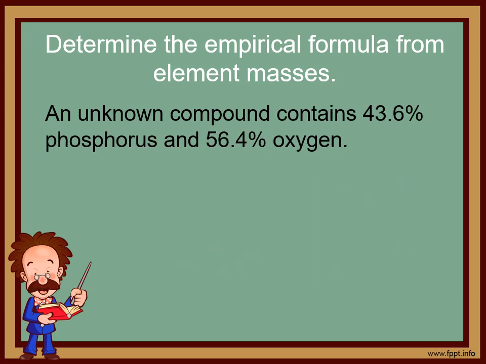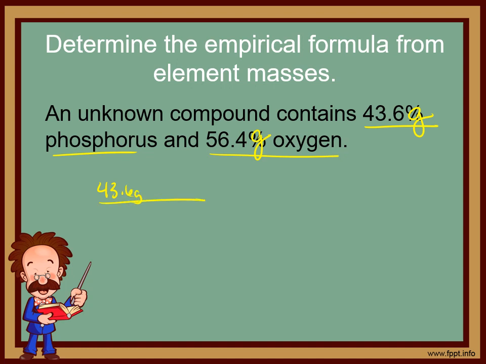All right, so let's do this one together. It's another one of those weird scaly ones. So we've got 43.6% phosphorus, 56.4% oxygen. Step 1, turn our percents into grams. Done. Good. Step 2, turn our grams into moles.